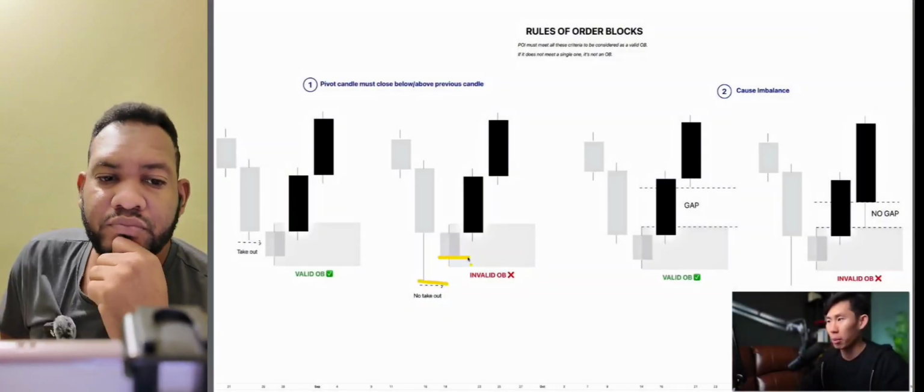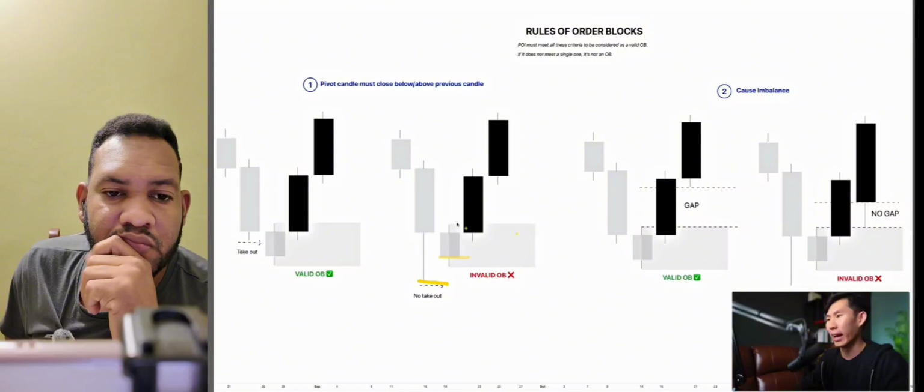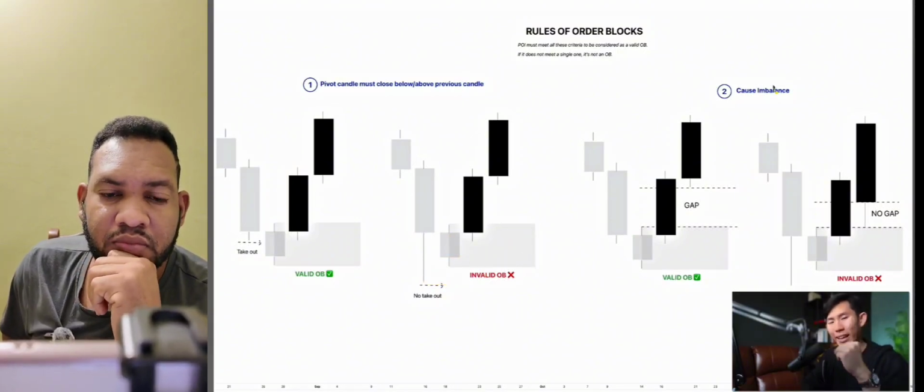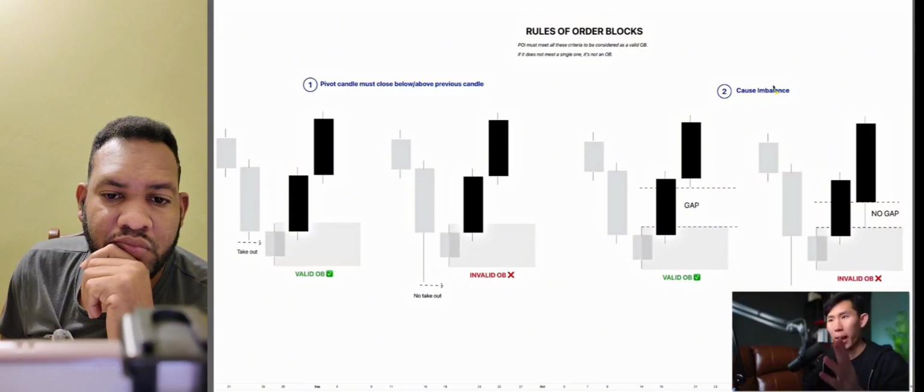So this pivot candle actually closed up here. So it's not really considered a valid order block in this case. The second criteria is that the order block must cause imbalance.